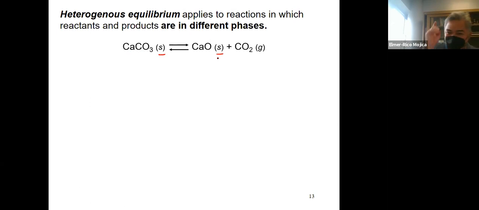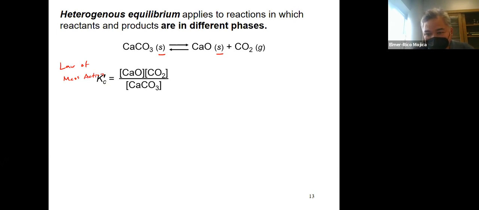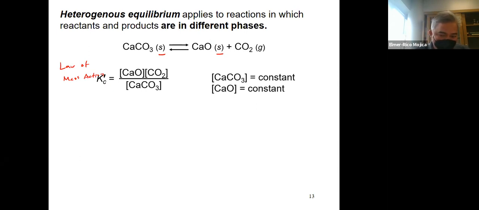If we follow the law of mass action, it just tells you to write whatever you have on the product side, divided by whatever you have on the reactant side. You end up with this one. But as you could see, if you have a solid, what did we say about a liquid earlier? They're both constant. So if they're both constant, you don't include them in the expression.